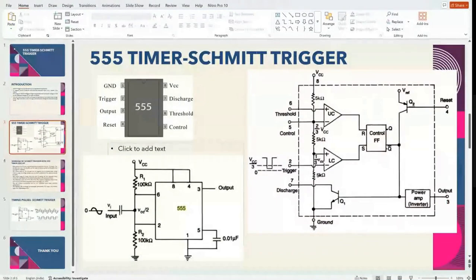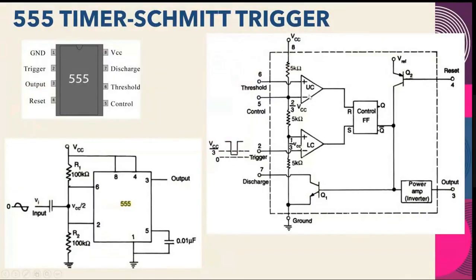Significance of 555. So three 5 kilo ohm resistors are connected in series to each other, and in between we will consider the voltages. Here we are taking one threshold voltage, and here we are taking another threshold voltage. So this is the internal diagram of the 555 timer IC. And now we are going to see how this is going to operate as a Schmitt trigger.